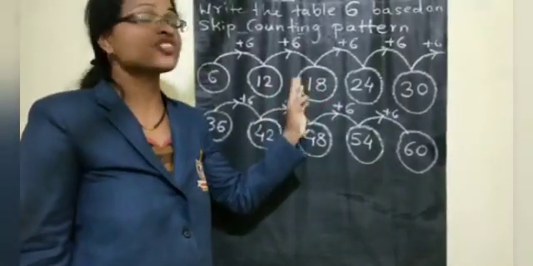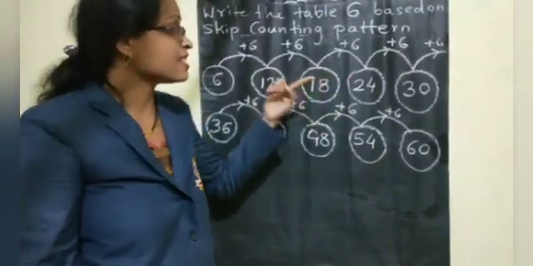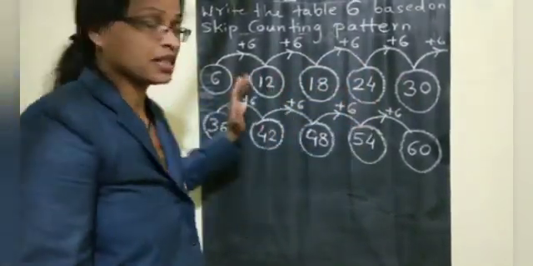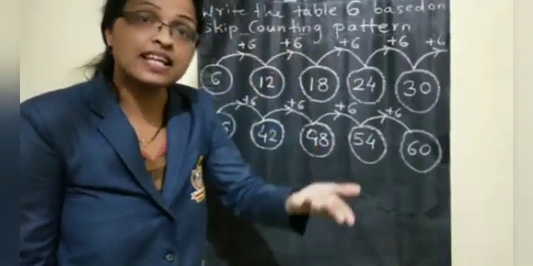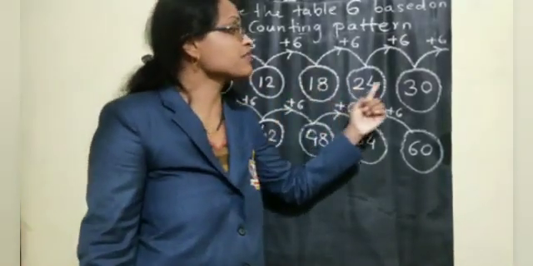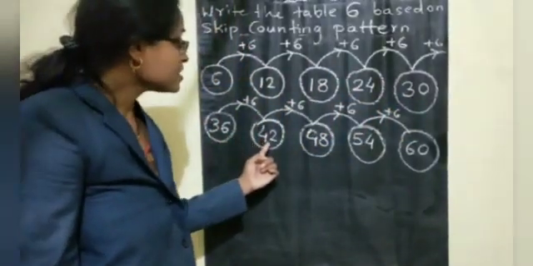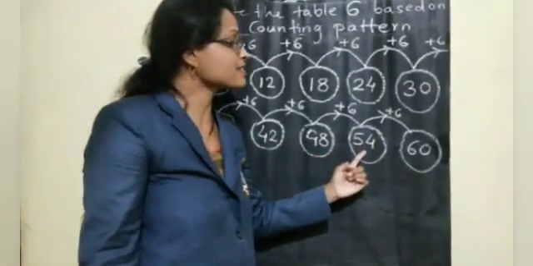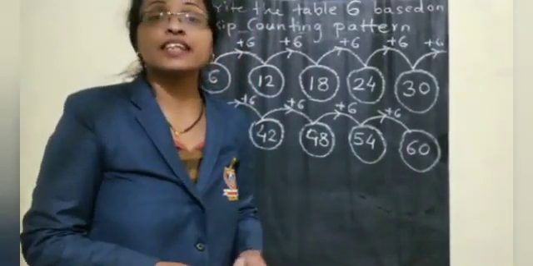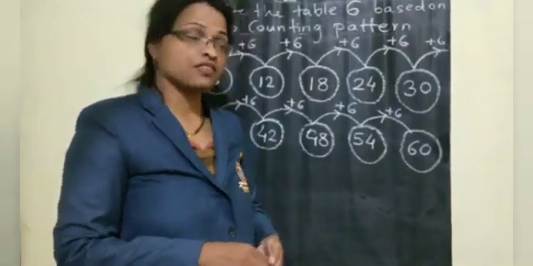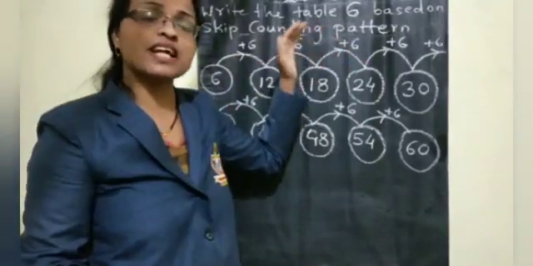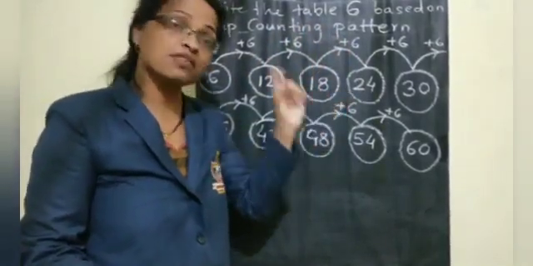Here the difference between each number is how much? 6. So here the number 6 is skipped between each number. So that's why we have added plus 6 to get the next number. You can check: 6 1s are 6, 6 2s are 12, 6 3s are 18, 6 4s are 24, 6 5s are 30, 6 6s are 36, 6 7s are 42, 6 8s are 48, 6 9s are 54 and 6 10s are 60. Like this you can create all the different tables. Whichever table you are creating, you have to keep adding that number, because that is the number you are skipping, meaning the difference between each number will be the same number.